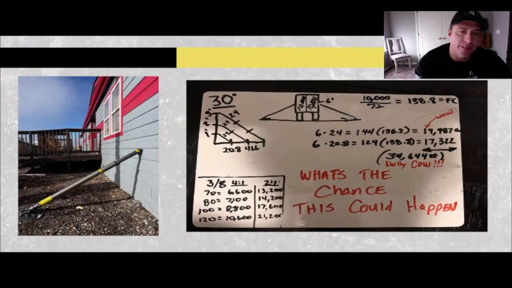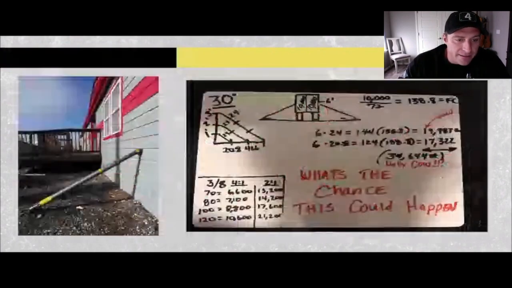So same exact formula: 20,000 pound vehicle, 40,000 pound vehicle with a 20,000 pound hinge lift, 10,000 pounds per side, 6-foot insertion. 10,000 divided by 72 gives me 138.8 as our force constant. For a 6-foot insertion, I'm going to take 6, multiply it by 24, and get 144 inches. Now I take 144 inches and multiply it by 138.8, and that gives me 19,987 pounds in my strut. My strut just picked up 9,987 pounds.